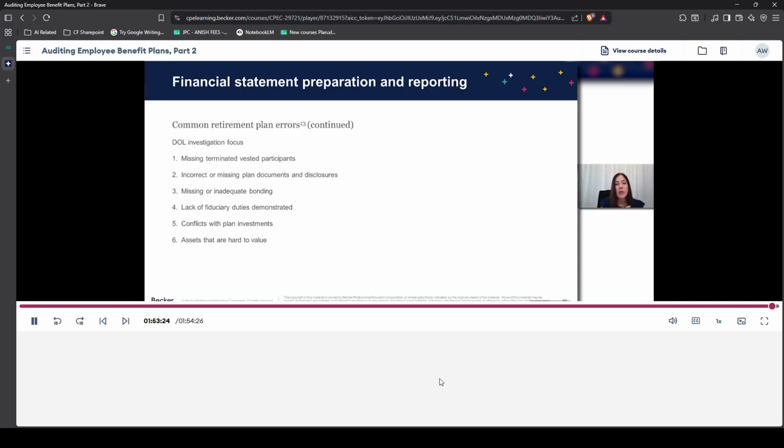DOL investigative focus. One of the areas is where they are missing terminated vested participants, where they can't be located, and so they're still sitting in the plan, and how to address those missing terminated participants now and in the future. So they're continuing to work on ways to address that problem. Incorrect or missing plan documents and disclosures, missing or inadequate bonding, conflicts with plan management, and assets that are hard to value. So those, again, are just some of the areas that the DOL continues to investigate.